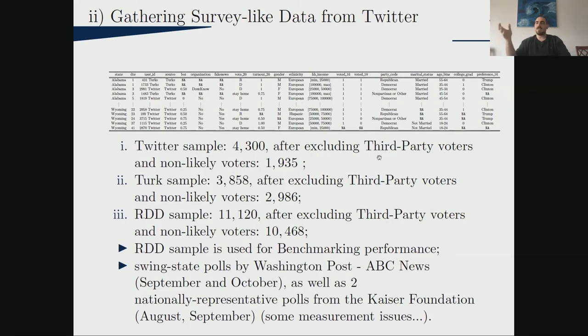We also end up having around 4,000 Mechanical Turks, which become about 3,000 once you exclude third-party voters and non-likely voters. And finally, we also collect a random digit dial sample worth 11,000 individuals. We use this for benchmarking purposes. You can collect this data from the Roper Center for Public Opinion. They are an agglomeration of all the Washington Post and ABC News polls from September and October, dealing with swing states, and the Kaiser Foundation polls, which are nationally representative. So we have a mix of two different types of random digit dial polls in our random digit dial sample.